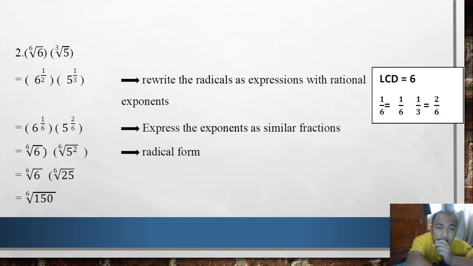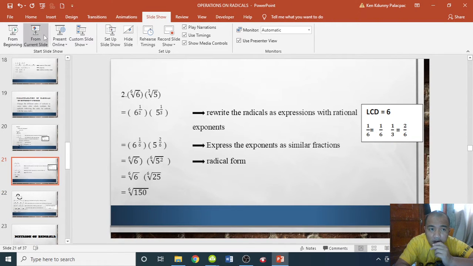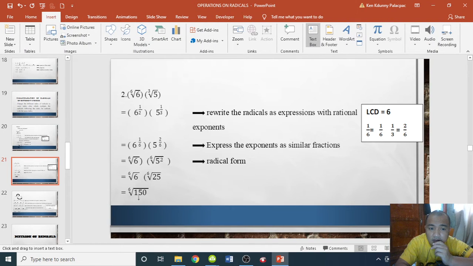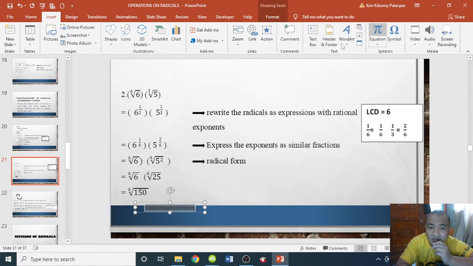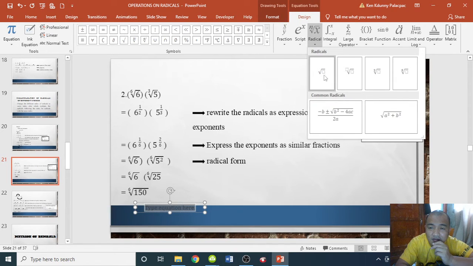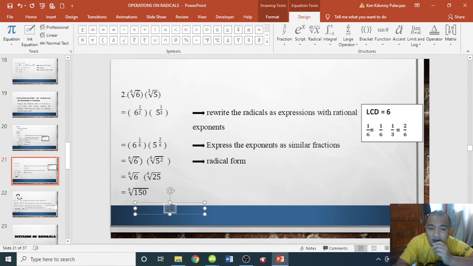Can we just rewrite the correct answer here? Insert equation. Okay, here we go. The correct answer should be 6th root of 5,400.